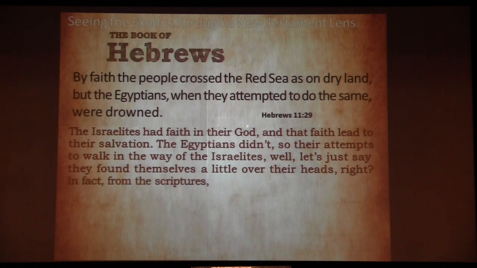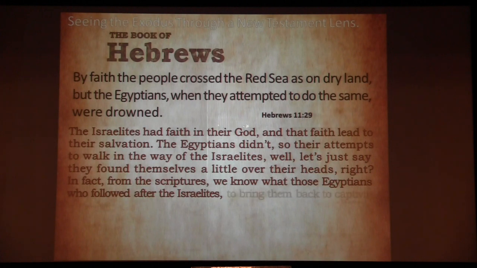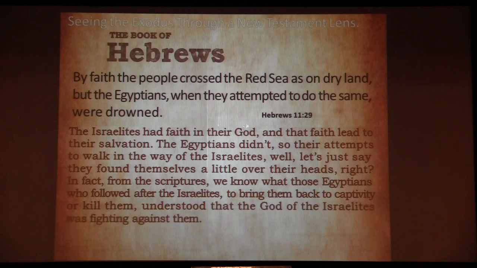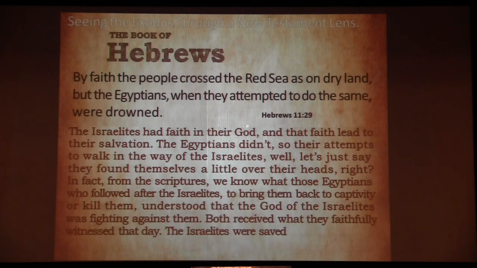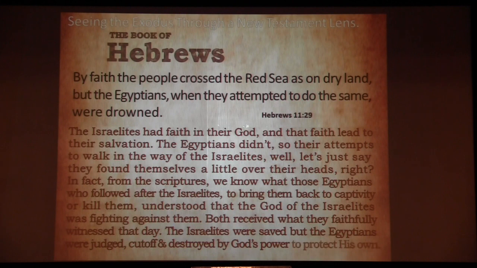In fact, from the scriptures, we know that those Egyptians who followed after the Israelites to bring them back into captivity or kill them, understood that the God of the Israelites was fighting against them. Both received what they faithfully witnessed that day. The Israelites were saved, but the Egyptians were cut off and destroyed by God's power to protect his own.